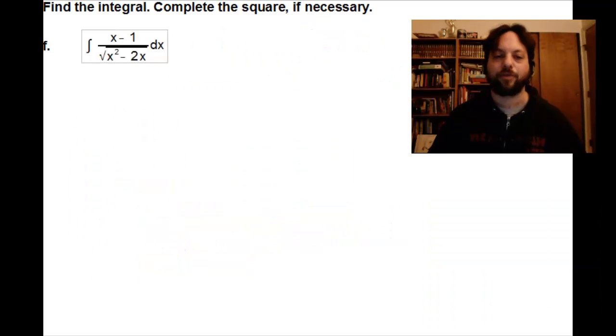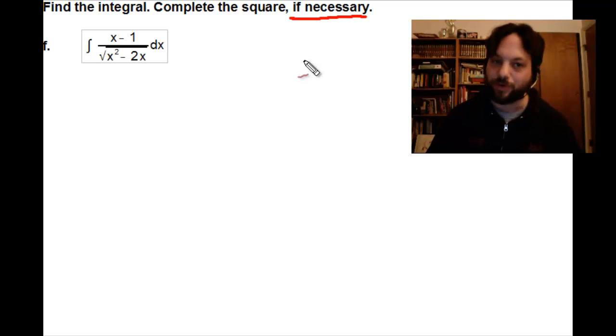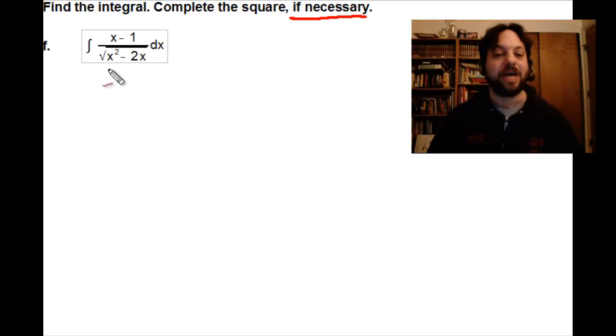In example F, we learn that "complete the square if necessary" does not always mean complete the square. It's not always necessary. In fact, in this particular problem, you might be tempted to go ahead and complete the square and try to force this to look like an arcsine kind of function. I could see why you would do that. There is a square root on the bottom, and that does look like an arcsine.